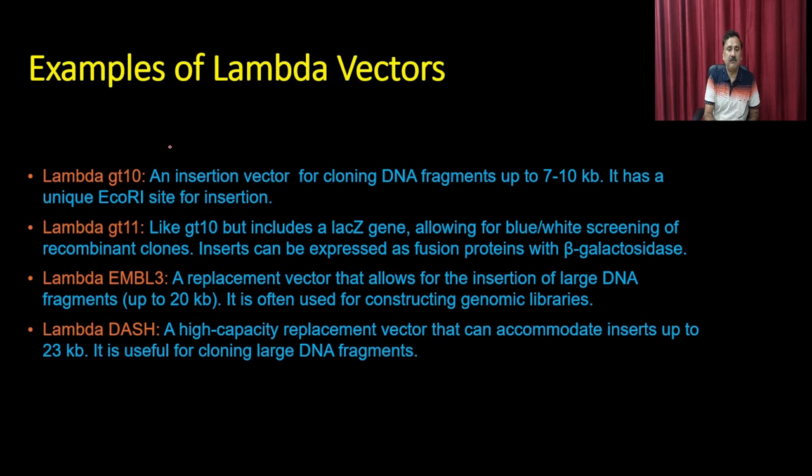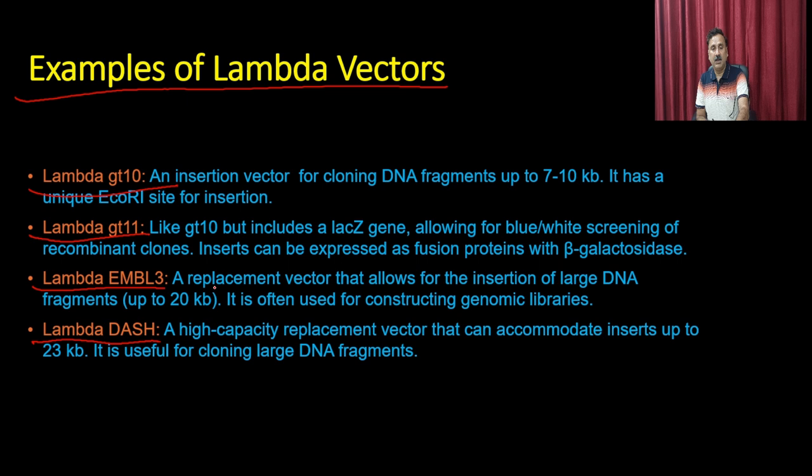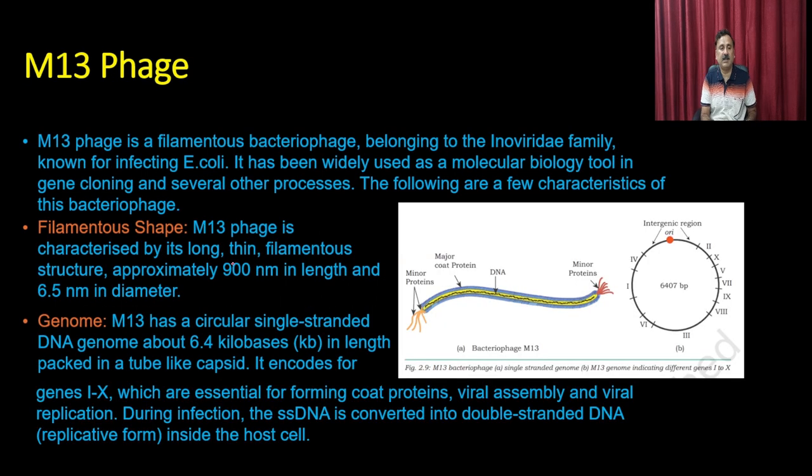What are the examples of the lambda vectors? So, you can have the lambda GT10, you can have the lambda GT11, you can have the lambda EMBL3, you can have the lambda dash, and these are the properties of these vectors. Now, let us move on to the next phage vector, which is the M13 phage vector.